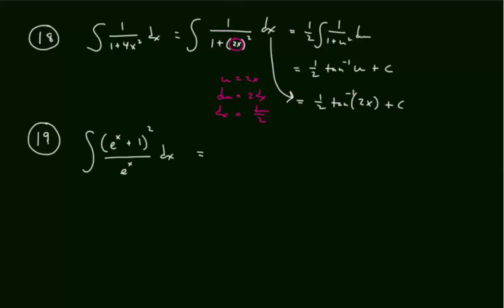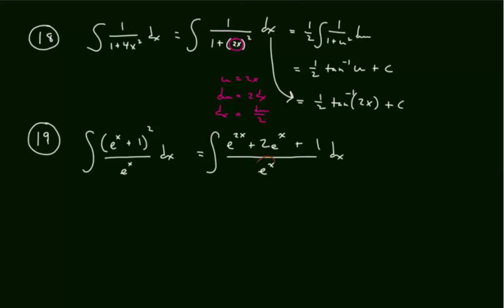So I need to expand this. So the numerator, if I expand that, you should know this is going to be e to the 2x plus 2e to the x plus 1. That's the numerator expanded. And then we have the denominator. But then this can be simplified.